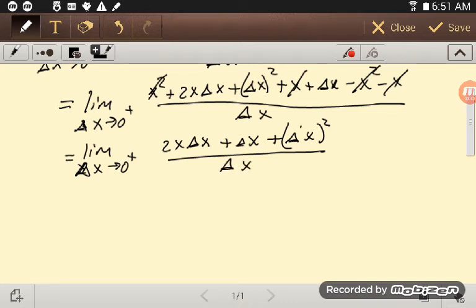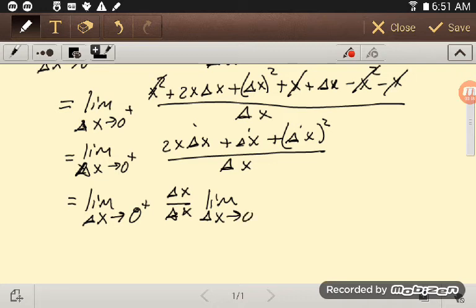But you see now each of the three terms in the top have delta x in them, so I can factor that out, and I have the limit as delta x goes to 0 from the right of delta x over delta x times the limit as delta x goes to 0 from the right of what was left in the numerator, which was 2x plus 1 plus a delta x, all divided by 1, because that's all that was left in the denominator when I factored out the delta x over delta x.